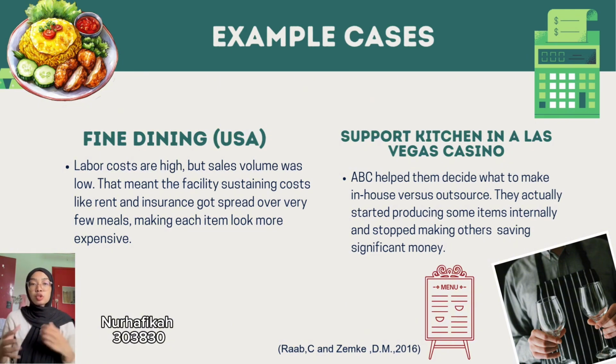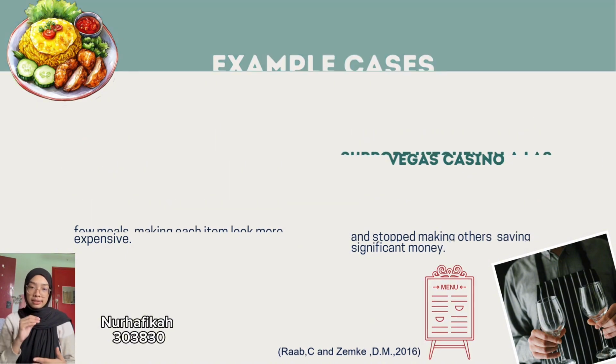ABC revealed the true cost and helped management decide which high-labor dishes to replace. The second one is a support kitchen in a Las Vegas casino. ABC helped them decide what to make in-house versus outsource. They actually started producing some items internally and stopped making others, saving significant money.